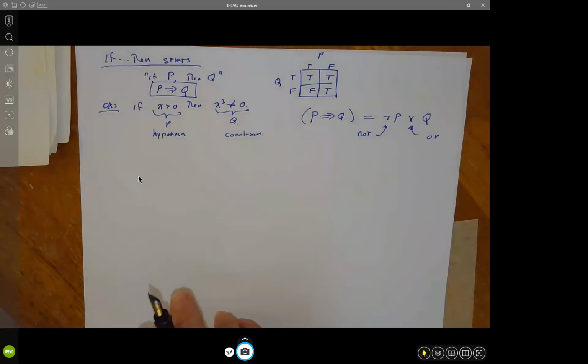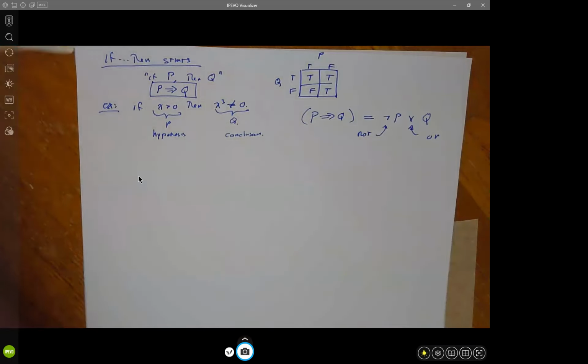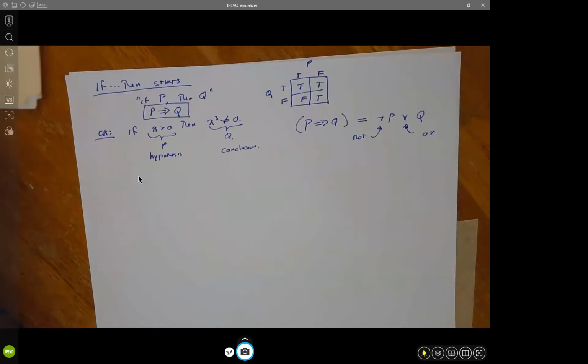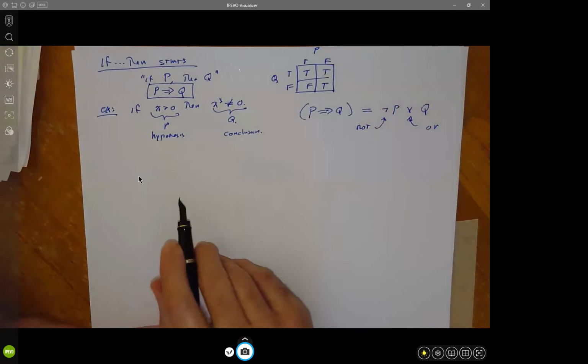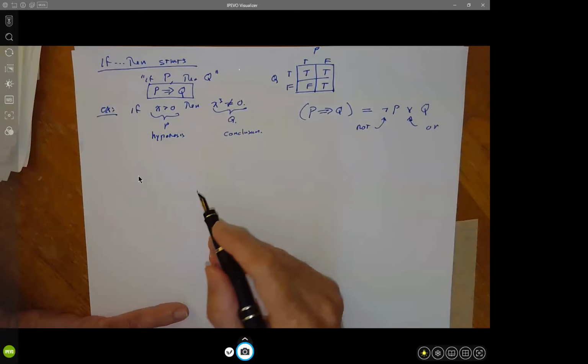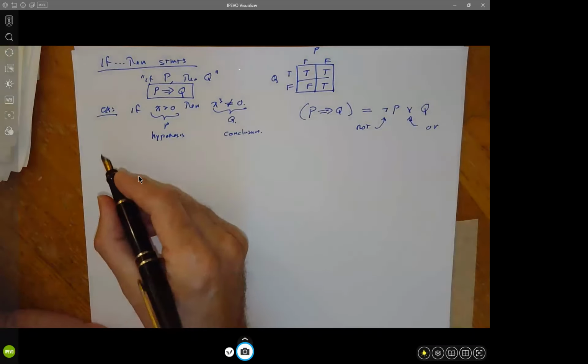And there's lots more on negation and what it means in the lecture notes that I've handed out for today that are already on the web. Now let's use this to go a little bit further and talk about the contrapositive and the converse.